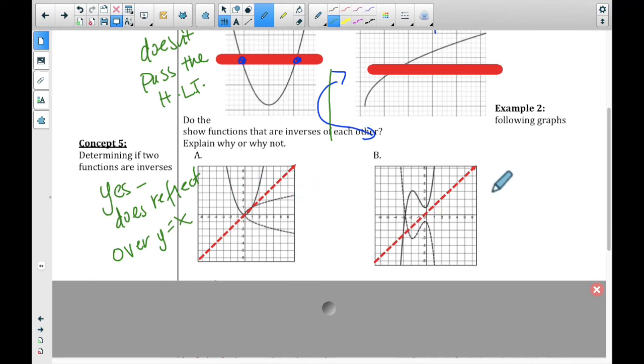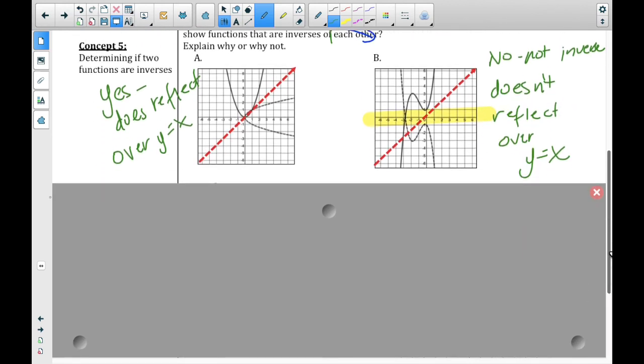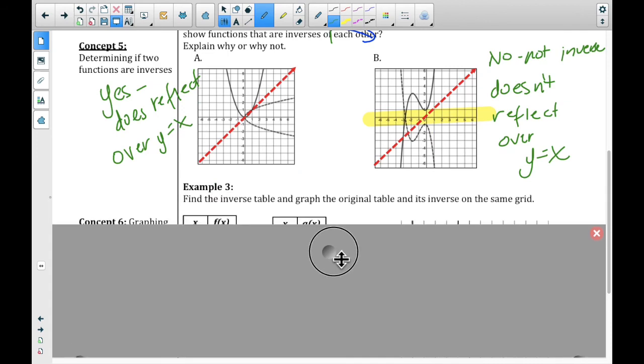Let's take a look at this one. Is this an inverse? No, it is not an inverse. Why not? Well, it does not reflect over the line y equals x. It does reflect, but it reflects over the axis. And that's not what we're asking for here. We're asking that it has to be y equals x. So since it does not, they are not inverses of each other. So it doesn't reflect over y equals x. Okay, so you should be able to look at a graph and decide whether or not it is an inverse.